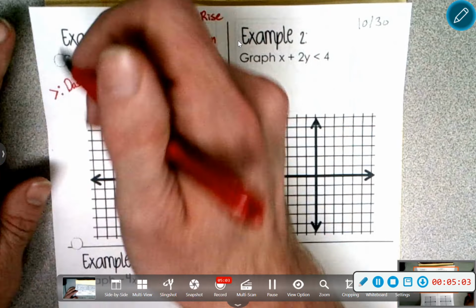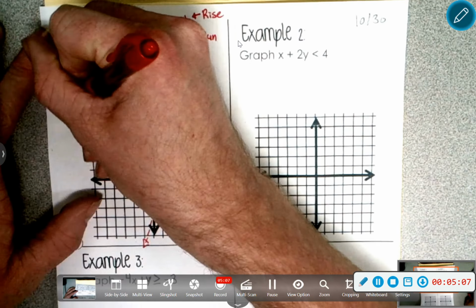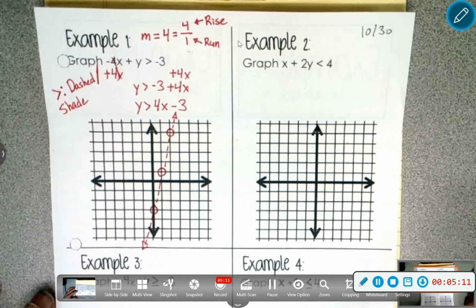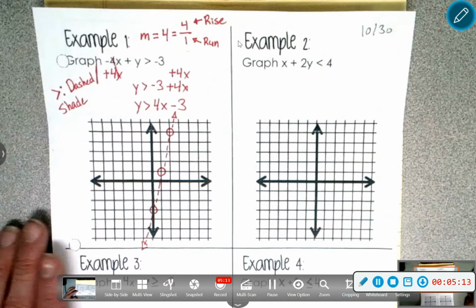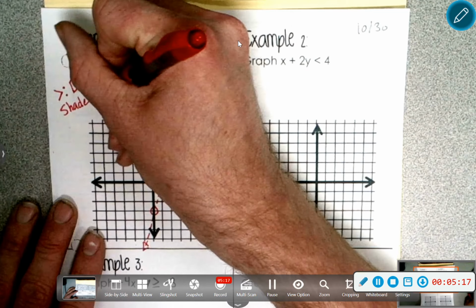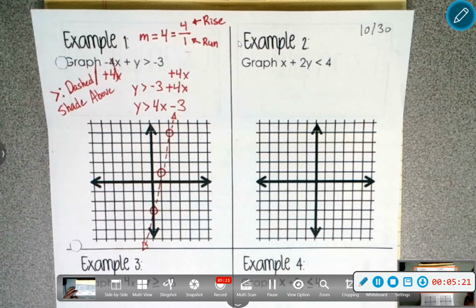Now for the rest of my solution set, I'm going to shade. Am I going to shade above the line or below the line? If y is greater than 4x minus 3, above the line. So, we're going to shade above the line.